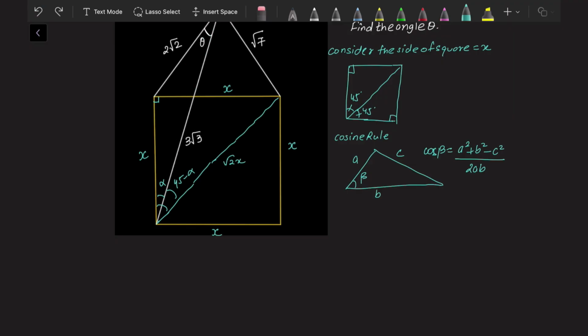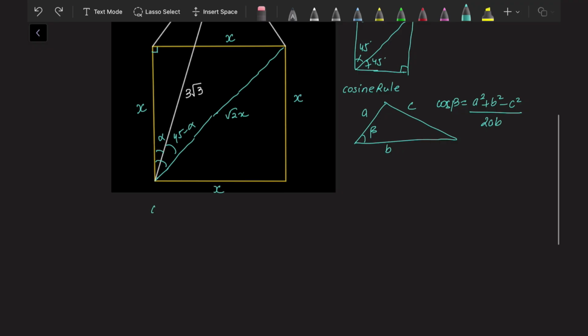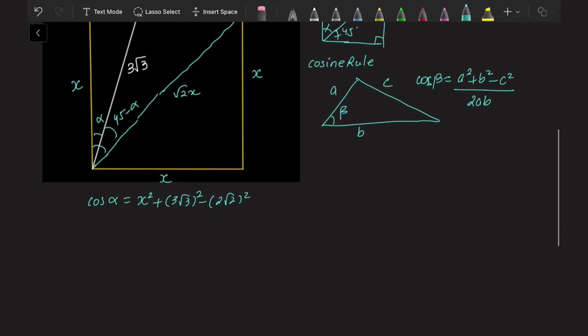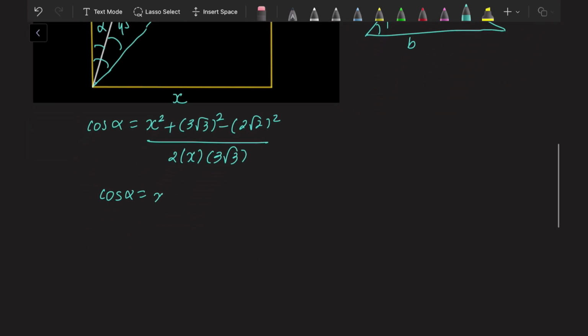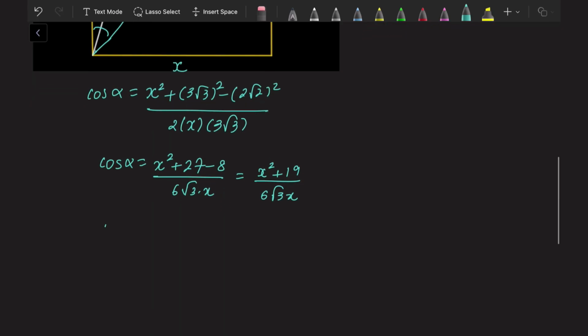The first one is in this particular triangle, not from the perspective of theta, but from the perspective of alpha. So from the alpha perspective, it would be x square plus 3 square root of 3 the whole square minus 2 square root of 2 the whole square. You can just see in the diagram, these are the side lengths. And divided by 2 times x times 3 square root of 3. So finally the value of cos alpha will turn out to be x square plus 27 minus 8 divided by 6 square root of 3 times x. Nice. So finally we will have x square plus 19 divided by 6 square root of 3 times x. This is the value of cos alpha.